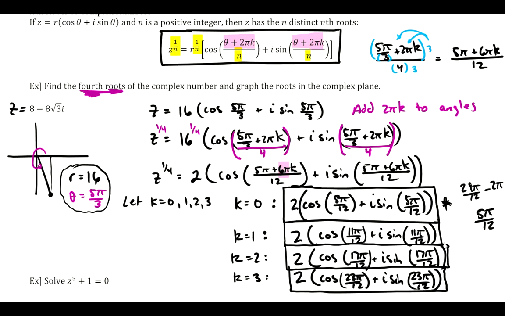So that would be the same answer, and we wouldn't want that. We wouldn't want a repeated answer. That's why we stopped at k equals 3. Once you start getting repeated answers, you've gone too far.